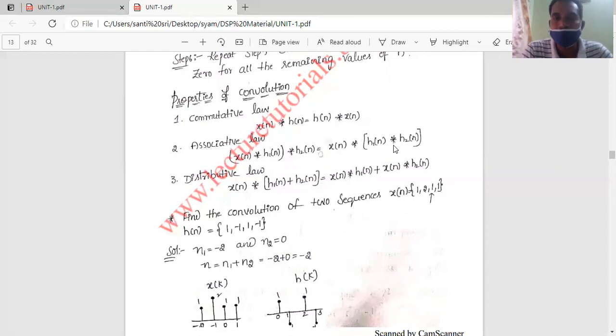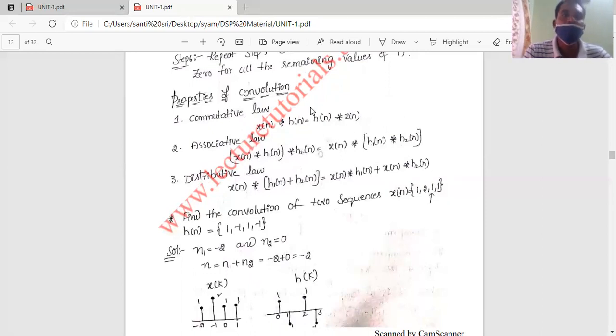h1 of n convolved with h2 of n, whole convolved with x of n. So this is the associative law. And the third one is the distributive law. x of n convolved with h1 of n plus h2 of n, whole, is equal to x of n convolved with h1 of n plus x of n convolved with h2 of n. These are the three basic convolution properties.